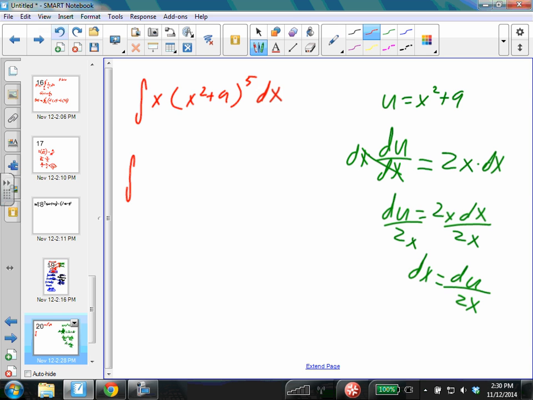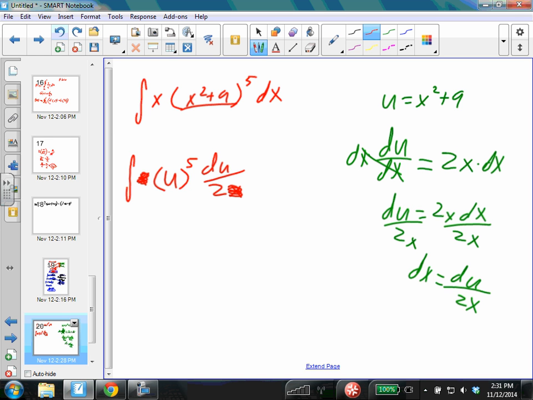So we're dealing with the integral of x times, now what's x squared plus 9? U. So u to the 5th, right? I'm subbing in for u. Yeah, so du over 2x. And here I have an x on top and an x on bottom. Okay, so my x's cancel out. But what do I do with this 2 down here?